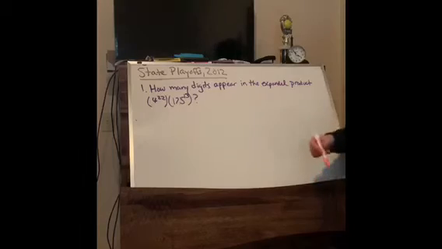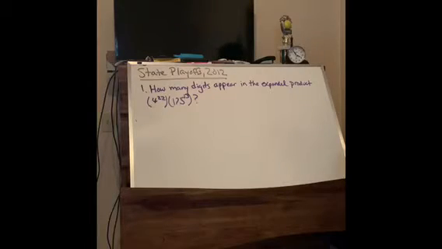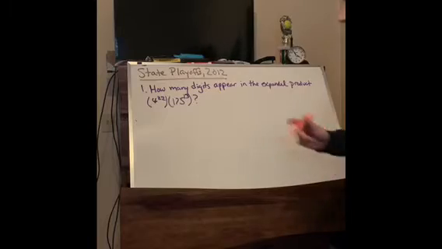Alright, so we're going to start with arithmetic and number theory. The first question is, how many digits appear in the expanded product of 4 to the 22nd times 125 to the 13th power? Obviously, it's not going to be some massive product that you're going to have to multiply out.